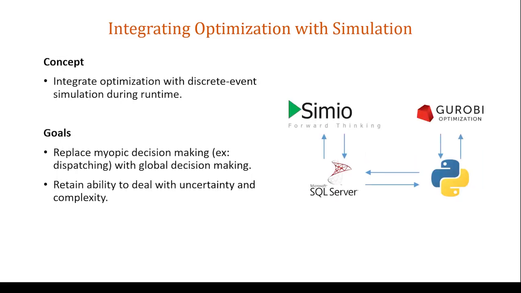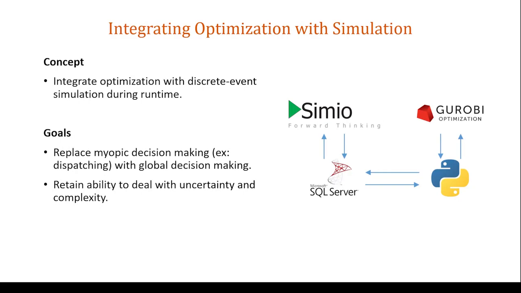The framework being presented today uses Simio as the simulation software and Gurobi as the optimization solver. But it also requires the use of a SQL Server database and Python for scripting. Since there is no direct integration of Gurobi within Simio, the database facilitates the communication of data between these two pieces of software. Python is then required to retrieve data from the database, execute the Gurobi solver, and then return the results back to the database.